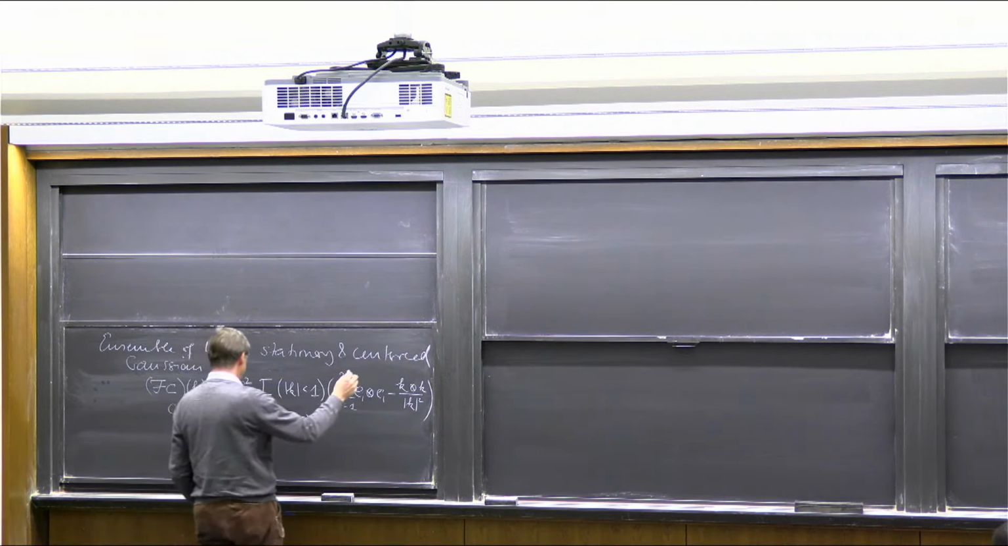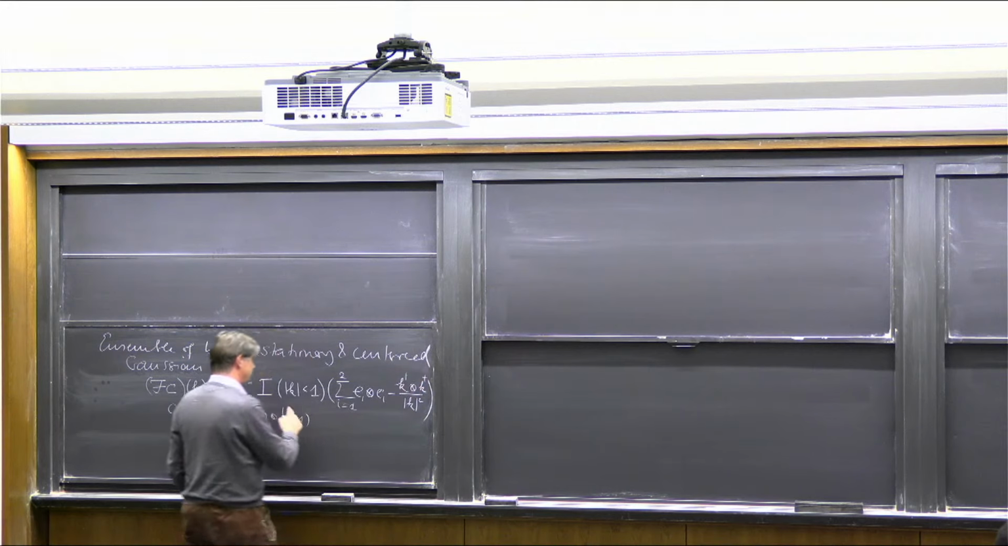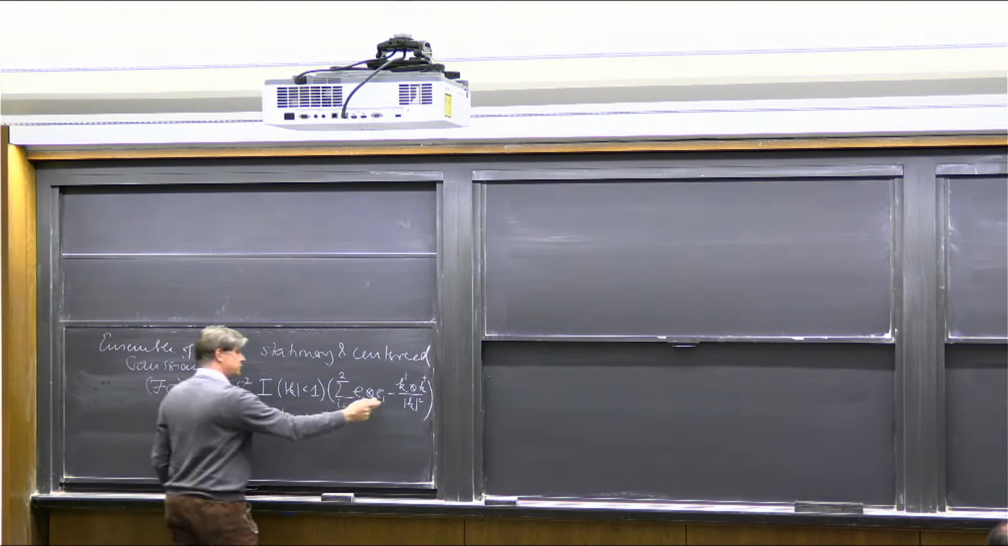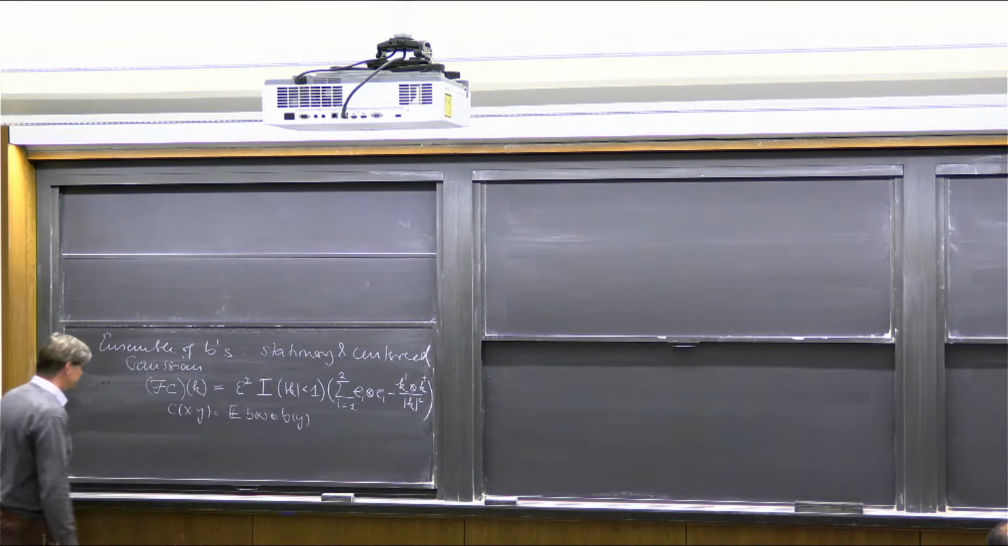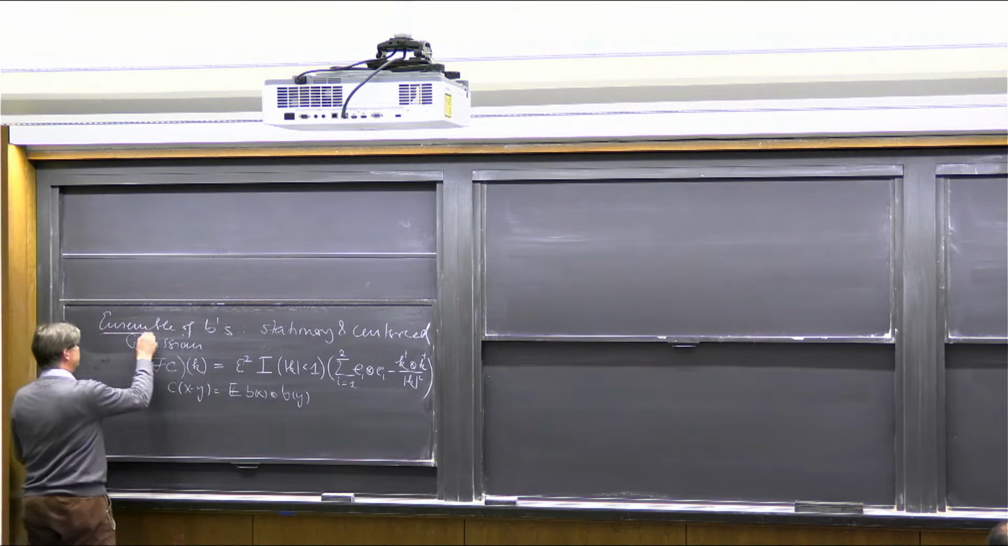And since I want to be precise, k is a cotangent vector, and these should be tangent vectors, I have to put the transpose here, but that's a detail. So this is the ensemble of B's.